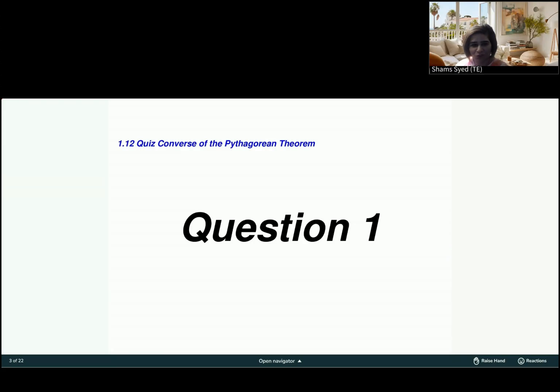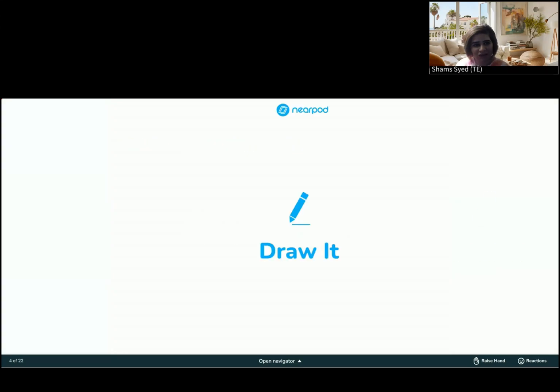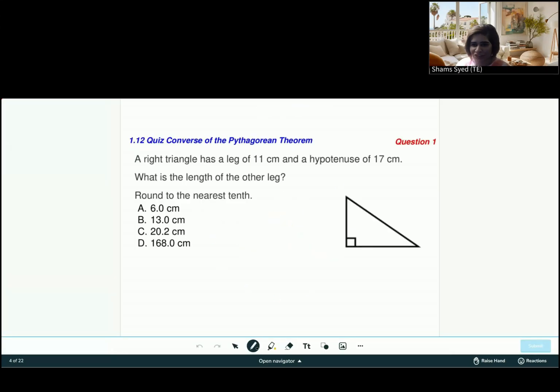Here is question 1, and I'm going to go over all the three varieties. Question 1. A right triangle has a leg of 11 centimeters and a hypotenuse of 17 centimeters.